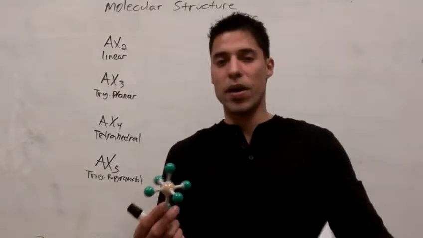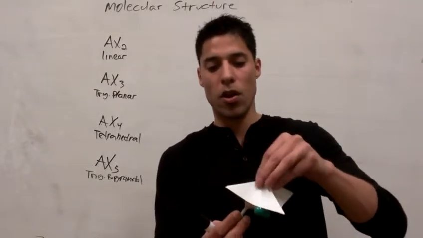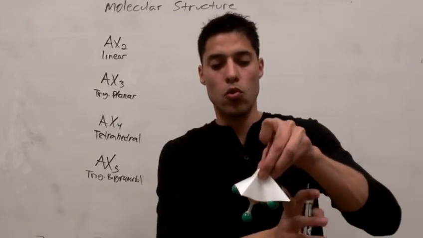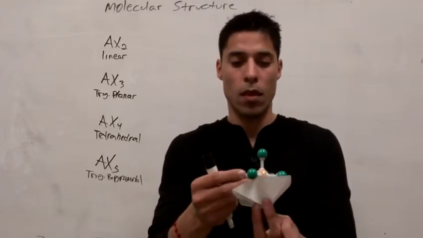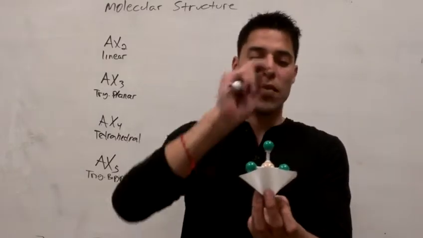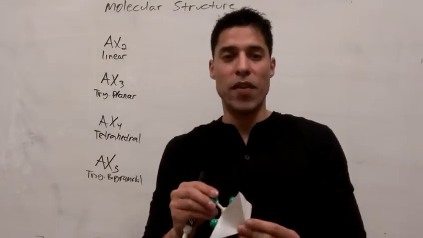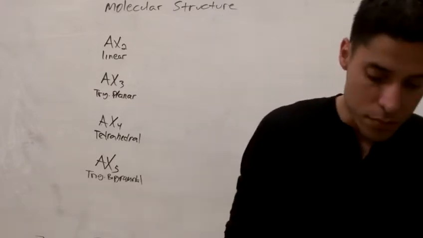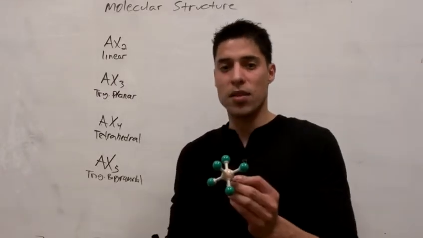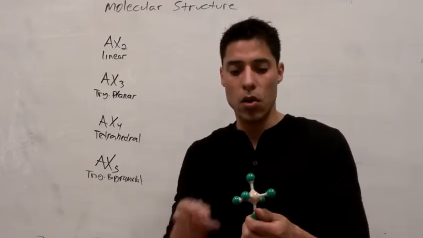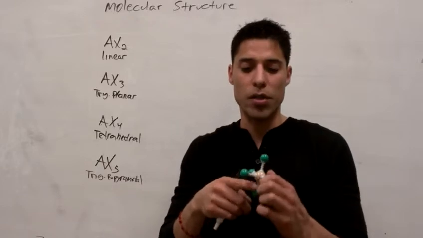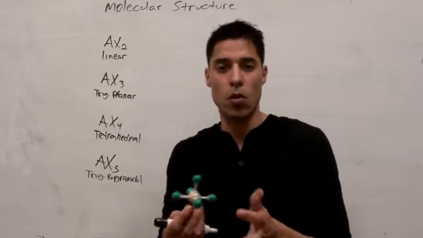To better demonstrate it, I'm just going to put the pyramid like we did before and count the number of faces. We're going to have 1, 2, 3, 4, 5, 6, 7, and 8. So the 8 faces it makes gives the prefix octa, hence the name octahedral. So an AX6 configuration is an octahedral molecule. The bond angle it's going to form between all the atoms here is going to be 90 degrees. 90 degrees here, 90 degrees here, all the way around 90 degrees.